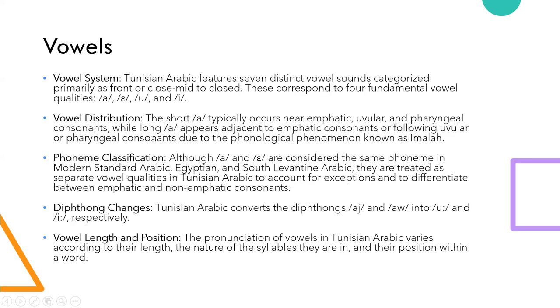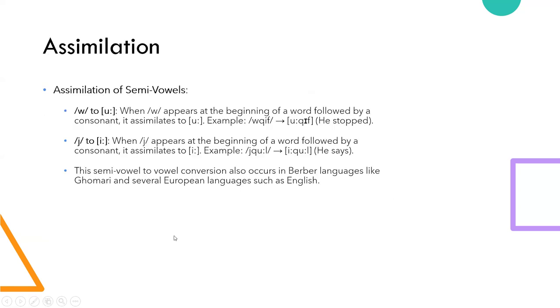This is quite evident. Other things that are important to highlight are the changes of the diphthongs. For example, the A and U, O that still exist in Sfax and Judeo-Tunisian Arabic are mainly transformed into long U and long E sounds. That's it. So let's move to another phenomenon, which is assimilation.